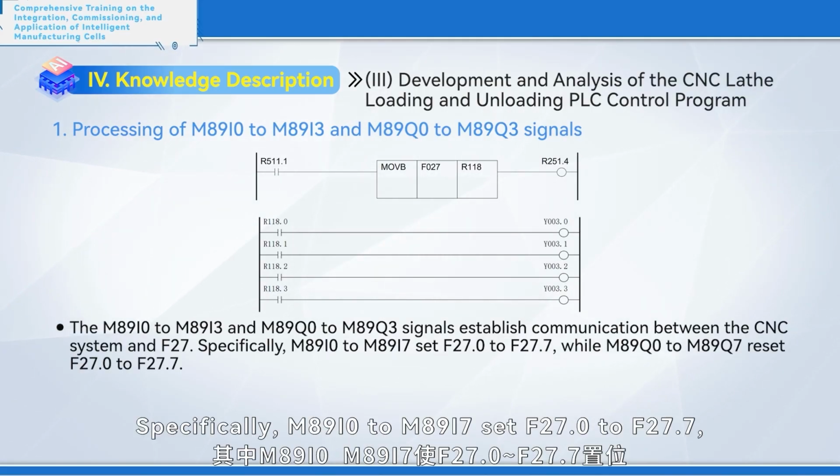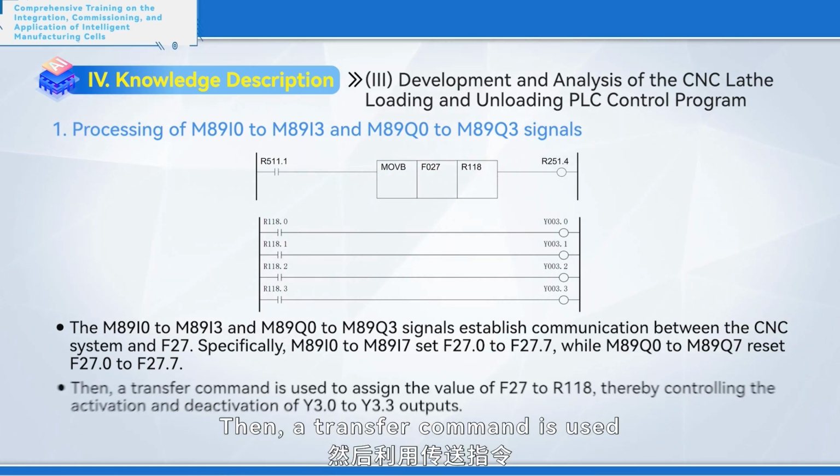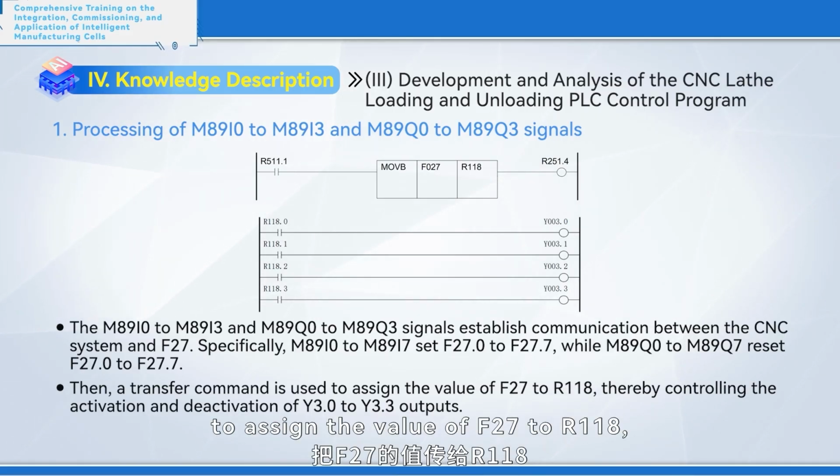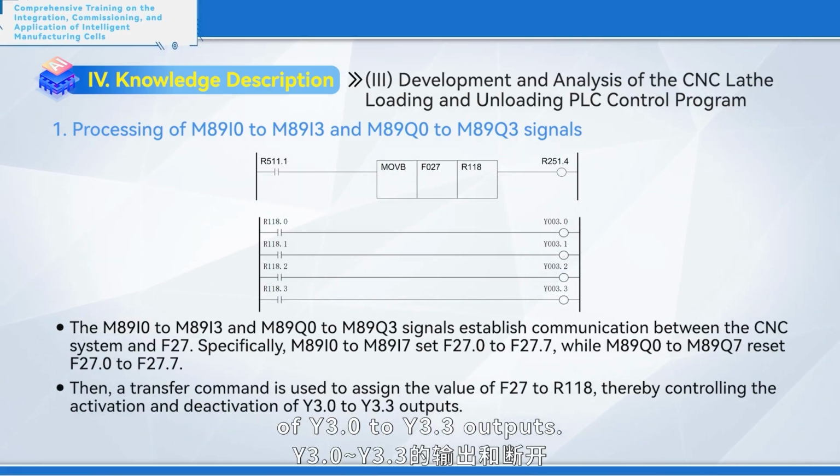Specifically, M89I0 to M89I7 set F27.0 to F27.7, while M89Q0 to M89Q7 reset F27.0 to F27.7. Then, a transfer command is used to assign the value of F27 to R118, thereby controlling the activation and deactivation of Y3.0 to Y3.3 outputs.